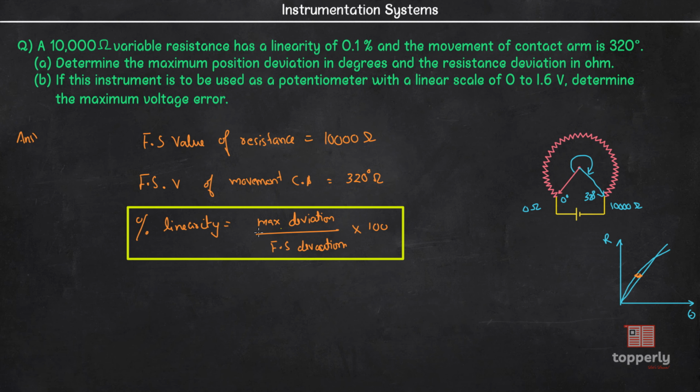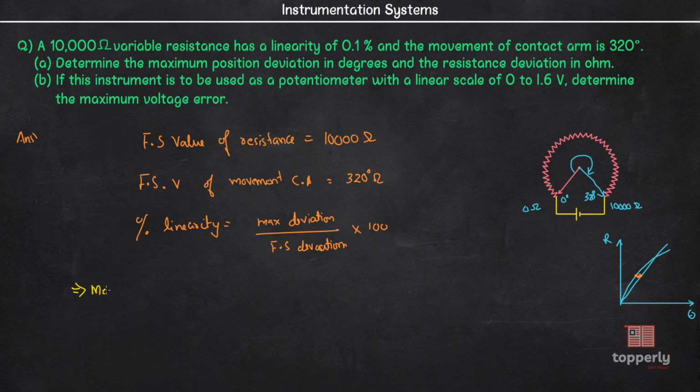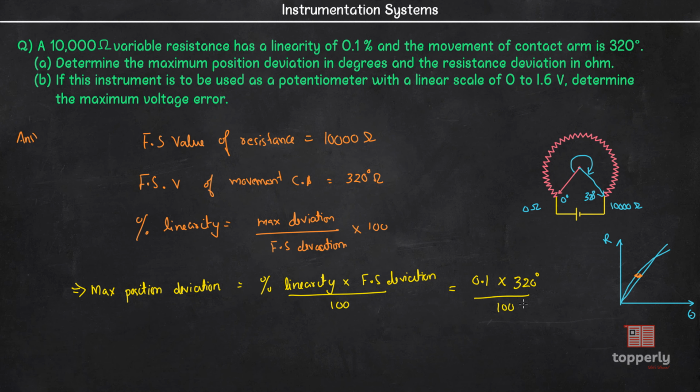So using this relation we have maximum position deviation equal to percentage linearity into full scale deviation by 100. Percentage linearity is 0.1%. So 0.1 into full scale deviation in degrees, that is 320 degree, by 100, which is 0.32 degree. So that is the maximum position deviation in degrees.